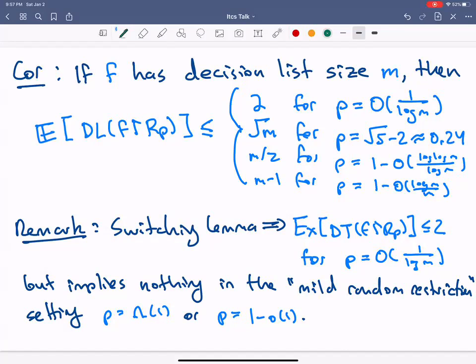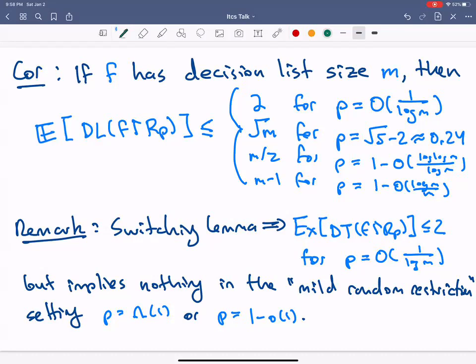And then, if you wanted to shrink down to half the size, then you can take P very close to 1. A remark here is that the switching lemma actually implies something stronger than this when P is very small. When P is on the order of 1 over log M, you can use the switching lemma to show that the expected decision tree size is at most 2. And since decision tree size is larger than decision list size, this is an even stronger result.